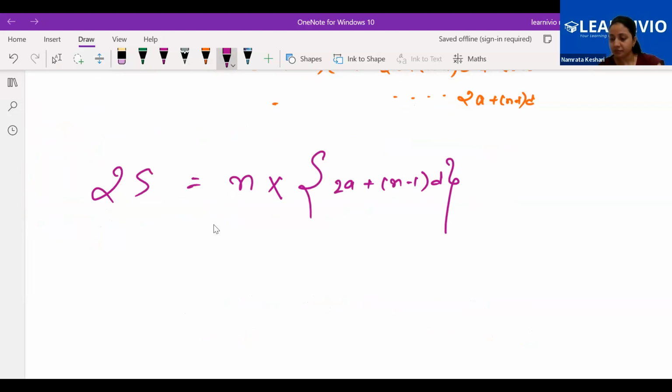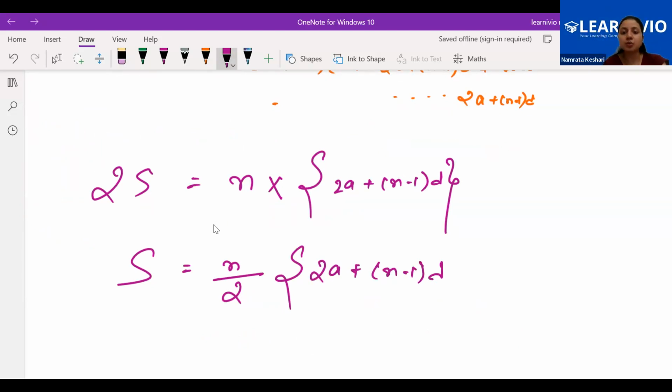Yes, ma'am. So from here comes a formula that sum of n terms is equal to n by 2, 2a plus n minus 1 into d. This is the formula for finding the sum of n terms of an AP.